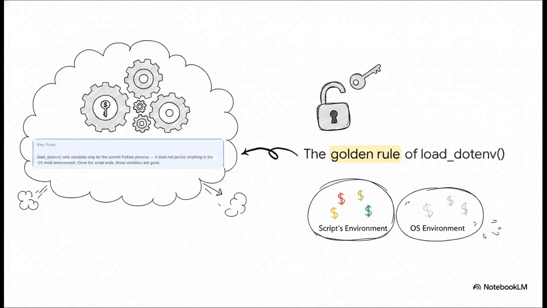Now, here is the golden rule you absolutely need to remember. When you call load_dotenv in your Python script, it sets those variables strictly for your current Python process. And that's it. It does not persist anything permanently to your operating system's overall environment. It's totally isolated. Once your script finishes running or crashes, poof, those variables vanish into thin air.